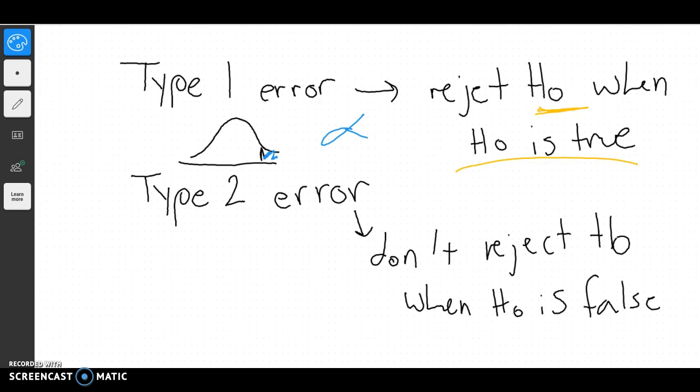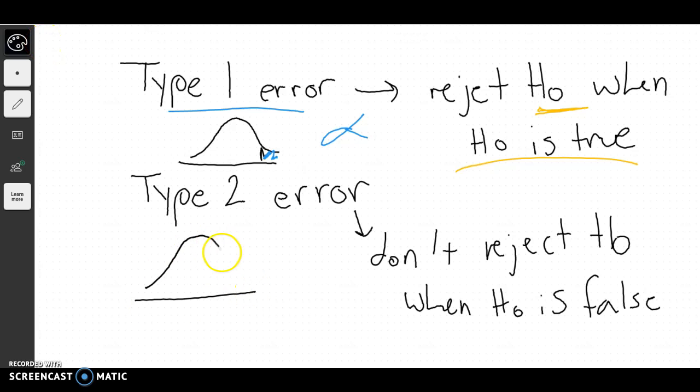So if your alpha level is at 5%, you'll make a type 1 error 5% of the time. If your alpha level is at 0.01, you'll make it 1% of the time where you get a value in there by chance. So alpha level affects your type 1 error because that is your percent chance of, hey, I thought the null hypothesis was false, but it turns out it was actually true. Here's what we call a type 2 error.